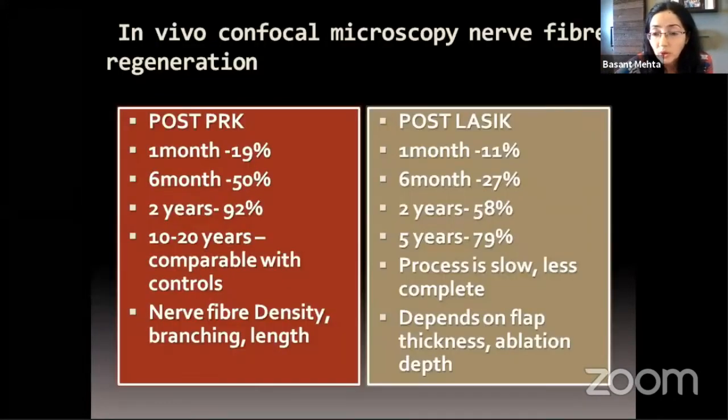So we need to do a good pre-op evaluation before advising the surgery. In vivo confocal microscopy, looking at the nerve fiber regeneration, post-PRK showed that at 1 month, 19% regeneration occurred. At 6 months, 50%, at 2 years, 92%, and at 10 to 20 years, the regeneration was comparable with that of controls who did not have any surgery.